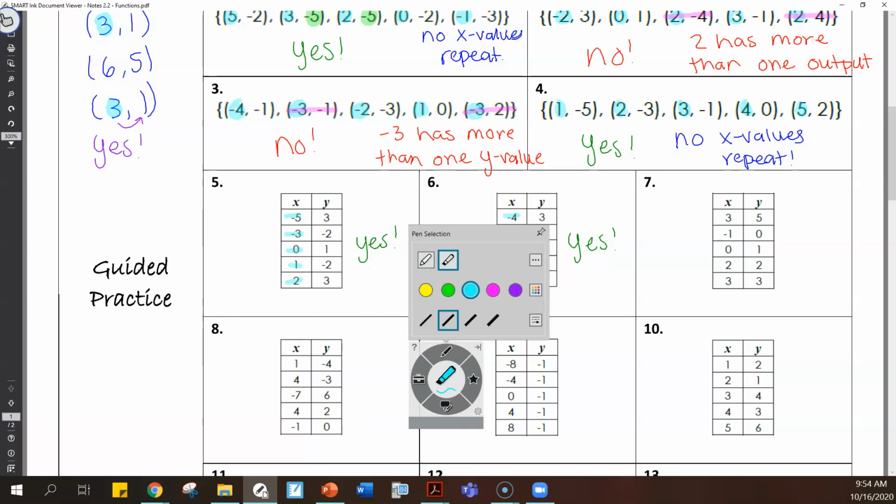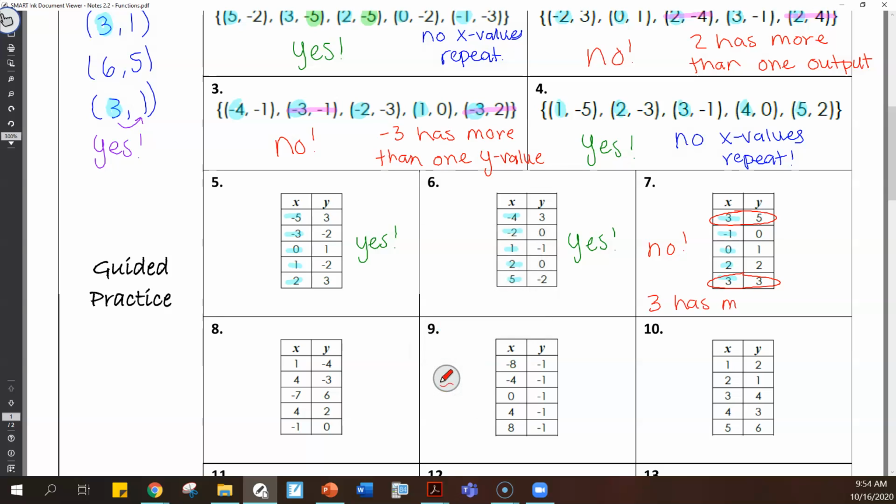7, I've got 3, negative 1, 0, 2, and 3. The problem is I end up with a 3 that has an output of 5, and I have a 3 that has an output of 3. This is not a function because 3 has more than one output. Go ahead and try 8, 9, and 10, and come back and check your answers against mine.